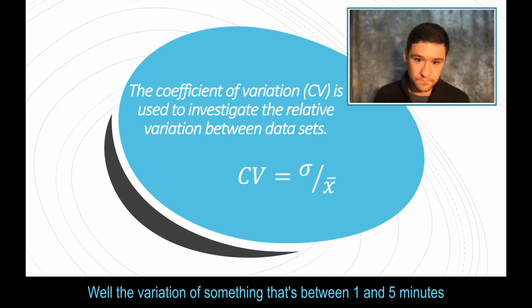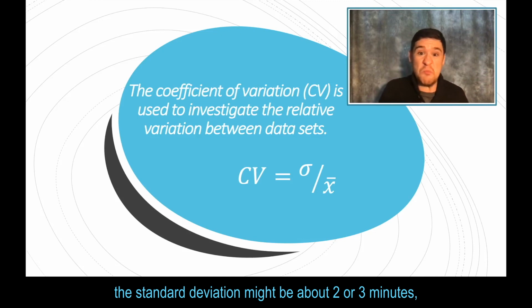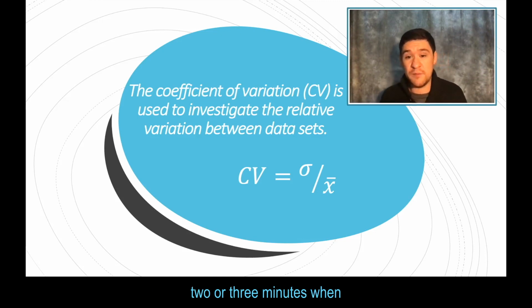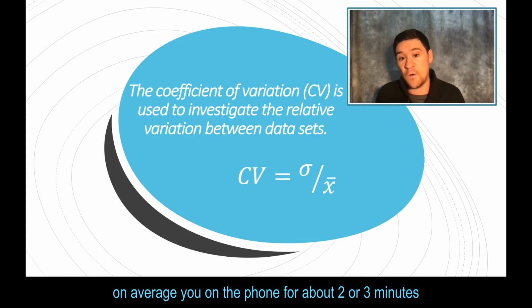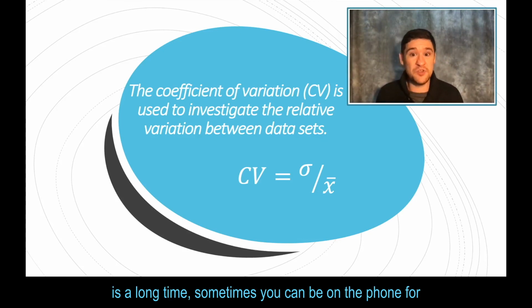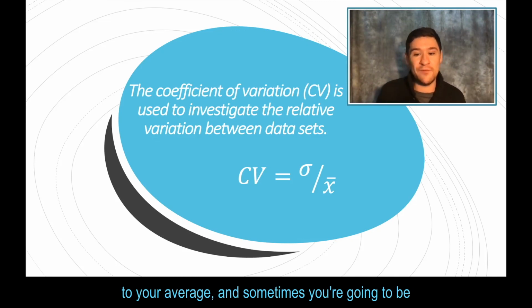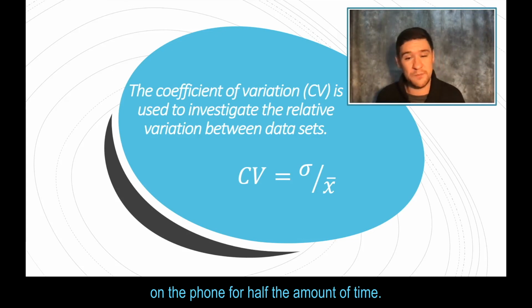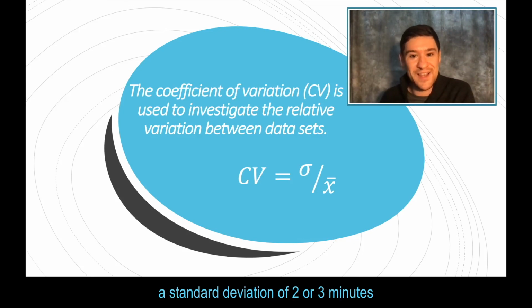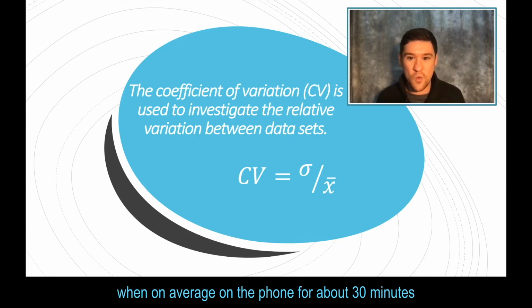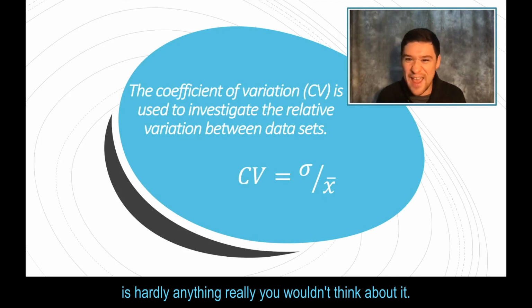Well, the variation of something that's between 1 and 5 minutes, the standard deviation might be about 2 or 3 minutes. 2 or 3 minutes, when on average you're on the phone for about 2 or 3 minutes, is a long time. Sometimes you can be on the phone for double the amount of time or triple the amount of time to your average, and sometimes you can be on the phone for half the amount of time. Whereas on a larger scale, a standard deviation of 2 or 3 minutes, when on average you're on the phone for about 30 minutes, it's hardly anything really. You wouldn't think about it.